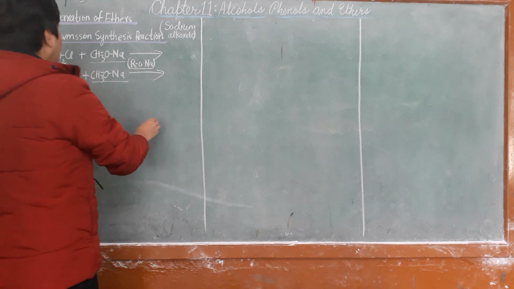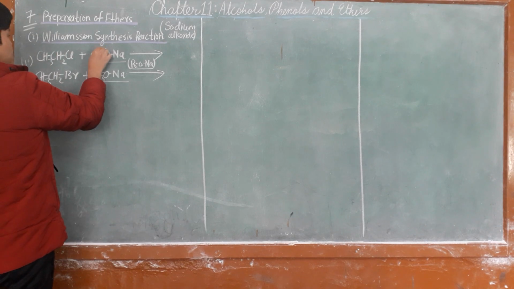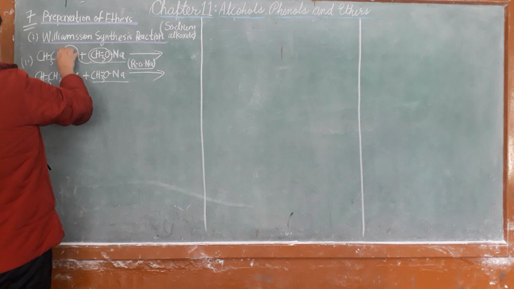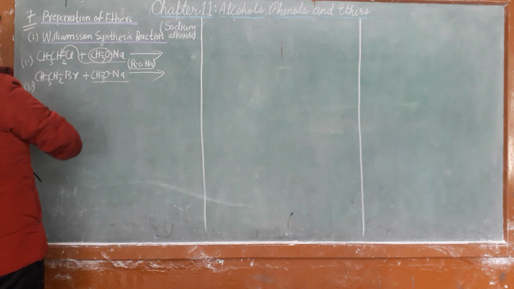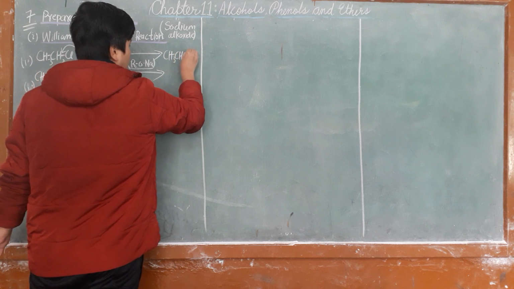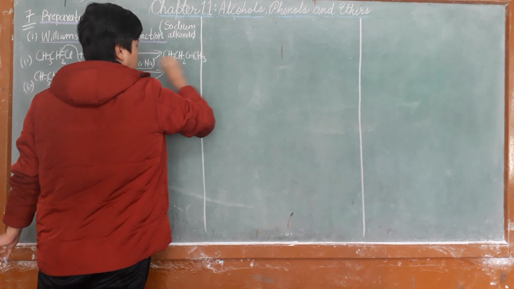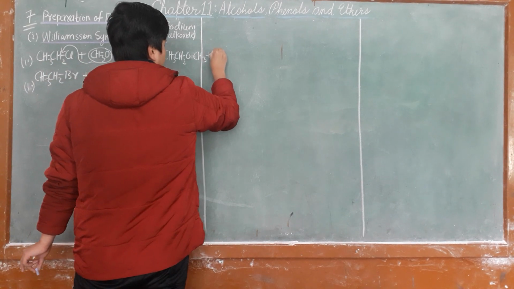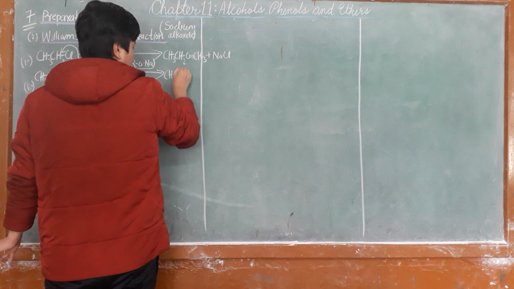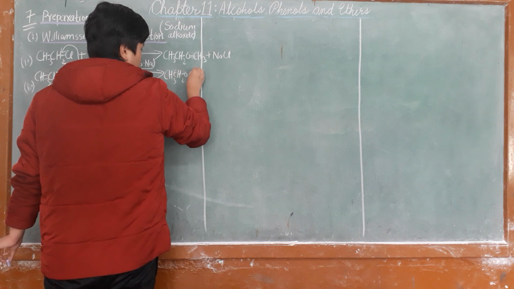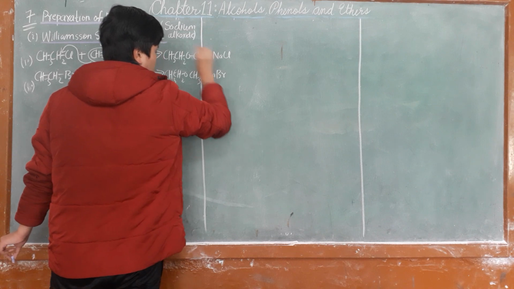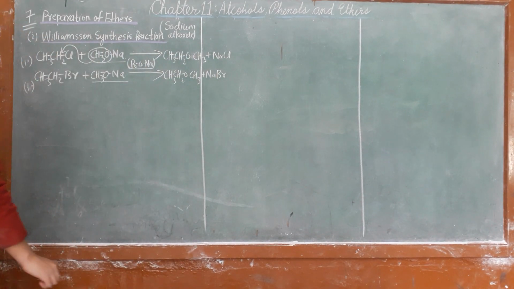Now the reaction can occur. The CH3O group will be joined to CH3CH2 and Na goes with Cl. So what we get is CH3CH2OCH3 plus NaCl. Or CH3CH2OCH3 plus NaBr. So it's a type of nucleophilic substitution.